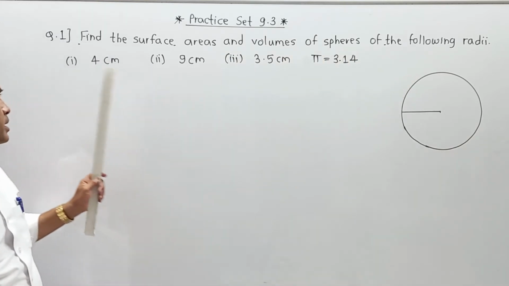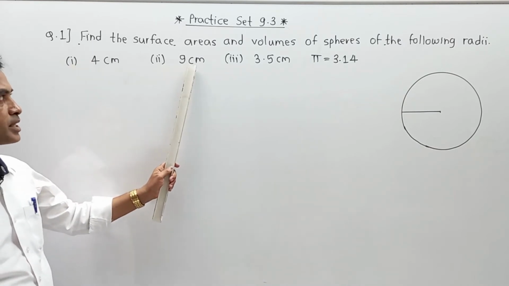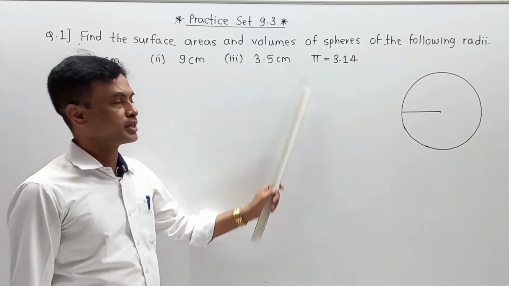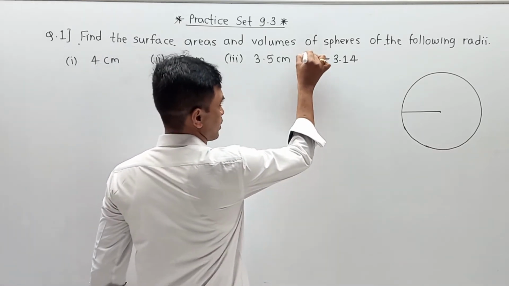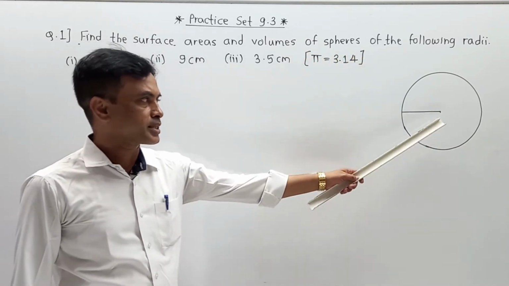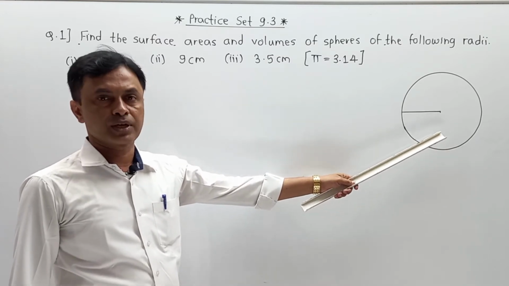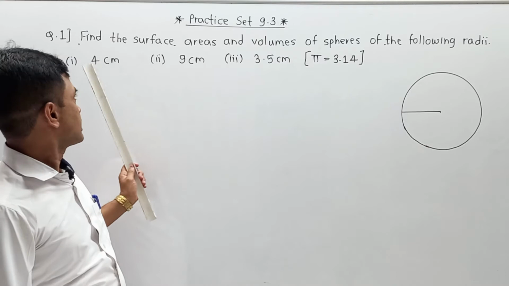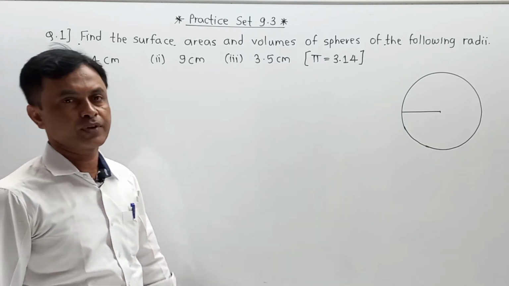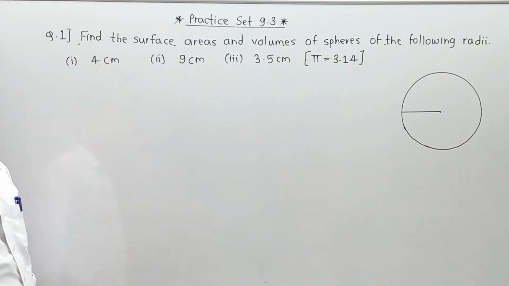And in that case, their first question is radius of 4 cm. Second question is radius of 9 cm. Third question is radius of 3.5 cm. And the condition for that is to put the value of pi as 3.14. Let us say this is a sphere of radius 4 cm, for the second numerical 9 and for the third 3.5 cm. And according to that, one by one we are going to solve these numericals.